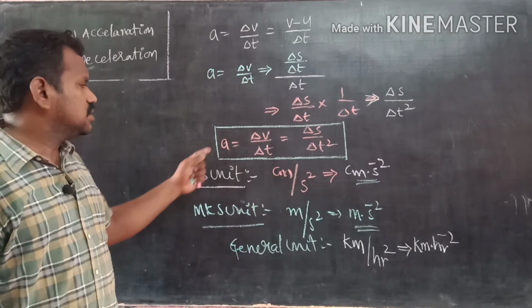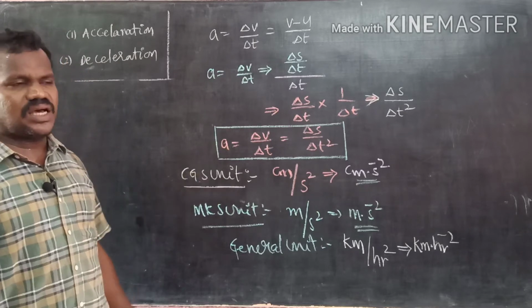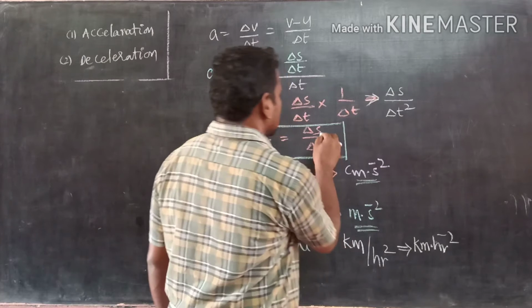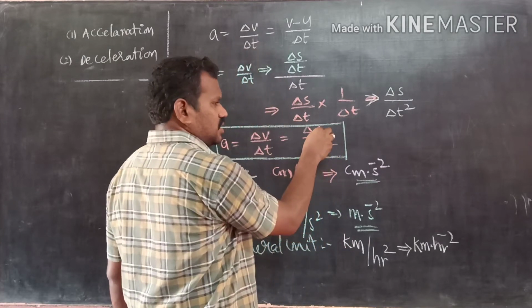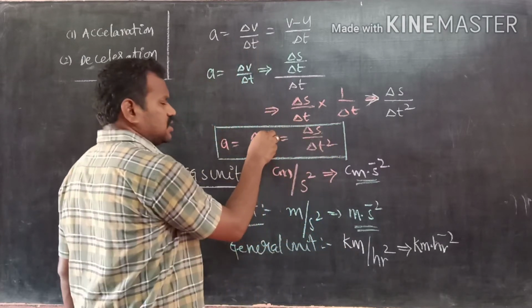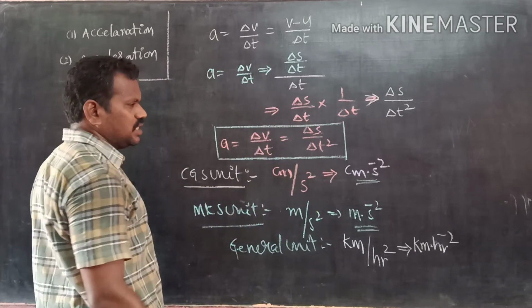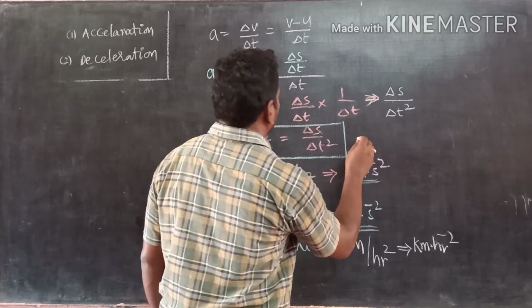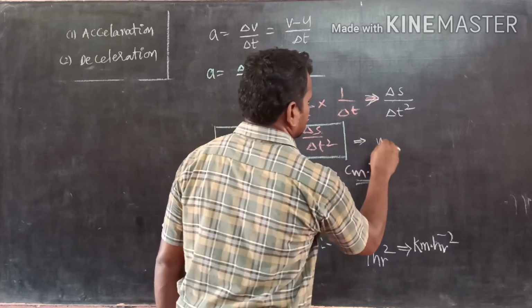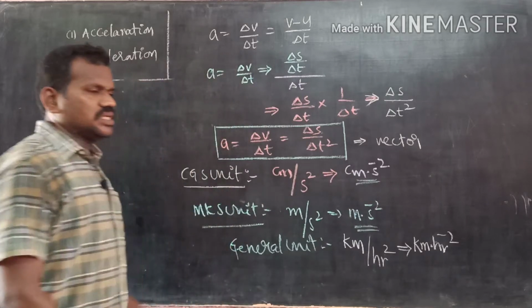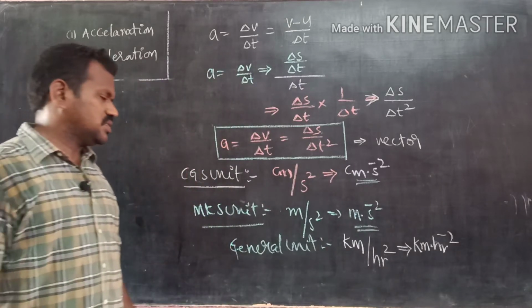Let us discuss what kind of quantity acceleration is. See here, displacement is a vector quantity, so velocity is also a vector quantity, then acceleration is also a vector quantity. Now we can write that acceleration is a vector quantity.